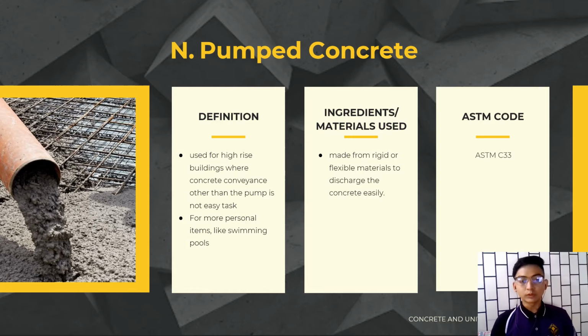So, next is pump concrete, used for high-rise buildings where concrete conveyance other than the pump is not an easy task, and for more personal items like swimming pools. So, itong pump concrete, gumagamit siya na ng PVC pipe, no? Na flexible or rigid para doon dumaloy yung concrete natin. So, meron lang siyang nagpa-pump, no? Para makataas nga siya. So, it is made from rigid or flexible materials to discharge the concrete easily. So, yung PVC yung sinasabi dyan, parang PVC pipe. Or pwede rin namang hindi PVC pipe, basta rigid or flexible material siya. So, with the ASTM code C33.